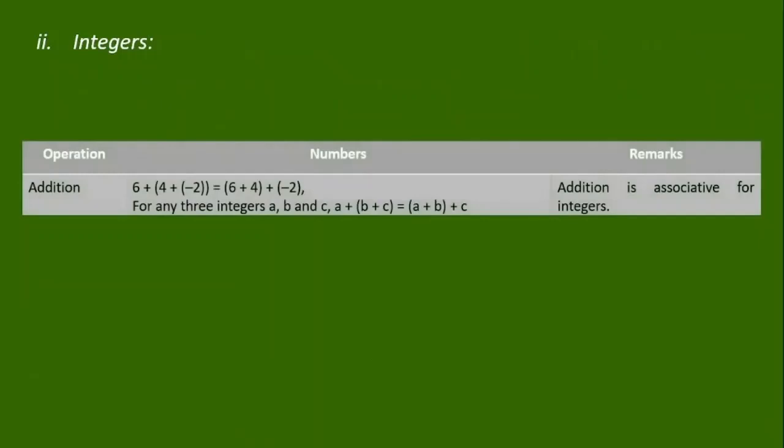Okay, so for integers also we are first considering the addition operation. Here you can see we have taken three integers, that is 6, 4 and minus 2. Now 4 plus minus 2 becomes 4 minus 2, which is equal to 2. So 6 plus 2 is equal to 8. So on the LHS we are getting 8. Now on the RHS, 6 plus 4 is inside the parenthesis, which is equal to 10. 10 plus minus 2 gives 10 minus 2, which is equal to 8. So on the LHS we are getting 8, and on the RHS also we are getting 8.